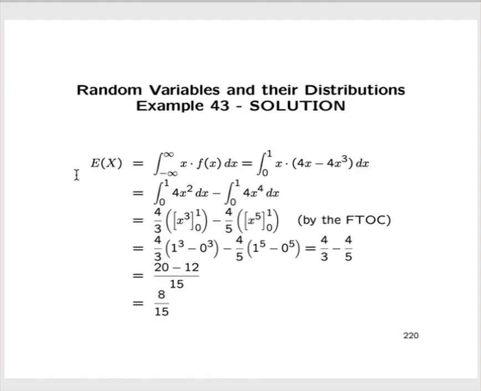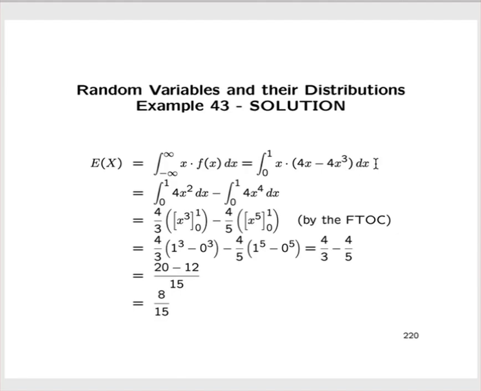All right, so by definition, the expected value of x is equal to the integral over the real line of x times the PDF. And again, since the sample space for this distribution is the unit interval from 0 to 1, this integral simplifies to the integral over the unit interval from 0 to 1 of x times the expression for the PDF over that interval, which is 4x minus 4x cubed.